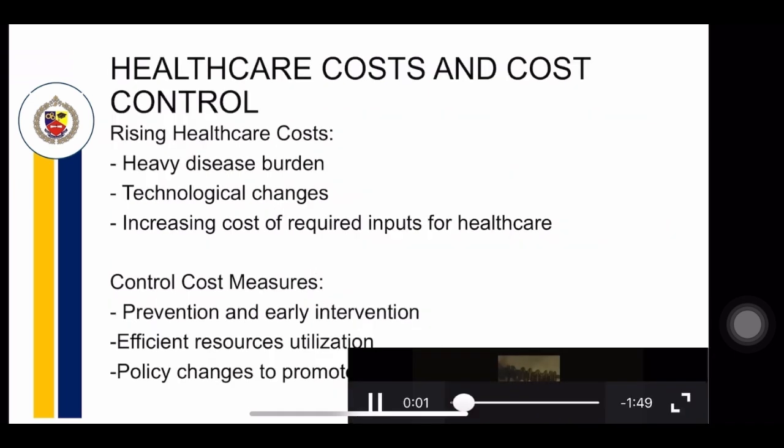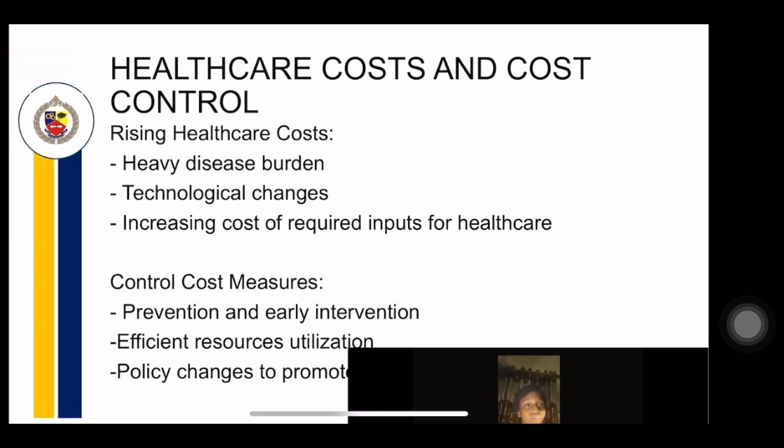The rising cost of healthcare. What are those things that led to the rise in the cost of healthcare? This includes the heavy disease burden. These diseases are largely attributed to poverty, infectious disease, and parasitic disease, which impose increased economic cost on individuals, households, and society at large. Also, technological changes, that is, the invention of new technologies, have also led to the increase in the cost of healthcare. Increasing cost of required inputs for healthcare is also one of the causes of the rising cost in healthcare.